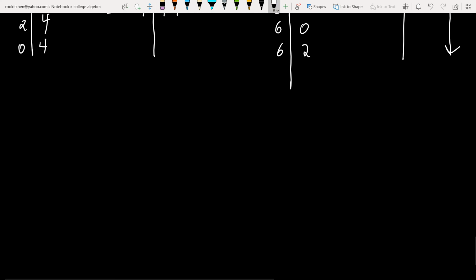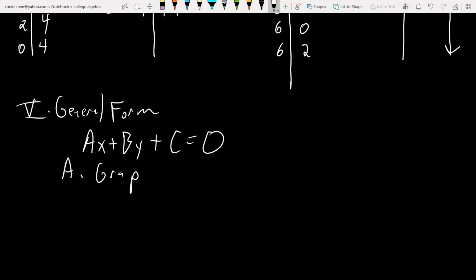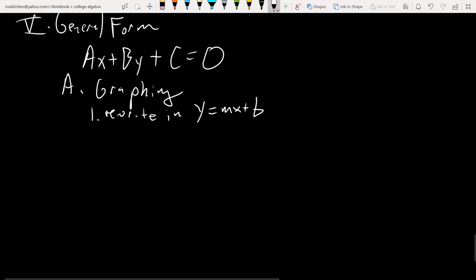Anyways, let's move on to the last form that we'll look at, the general form equation of a line. Generally, it's given as ax plus by plus c equals 0, or they'll put the c on the other side in some books. So for graphing these, you've got two choices. You can rewrite it in the y equals mx plus b form, and then use the slope and the intercept.